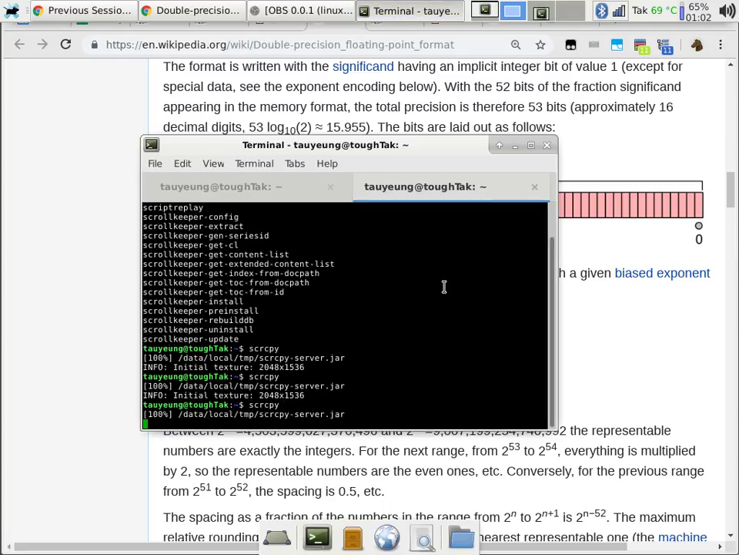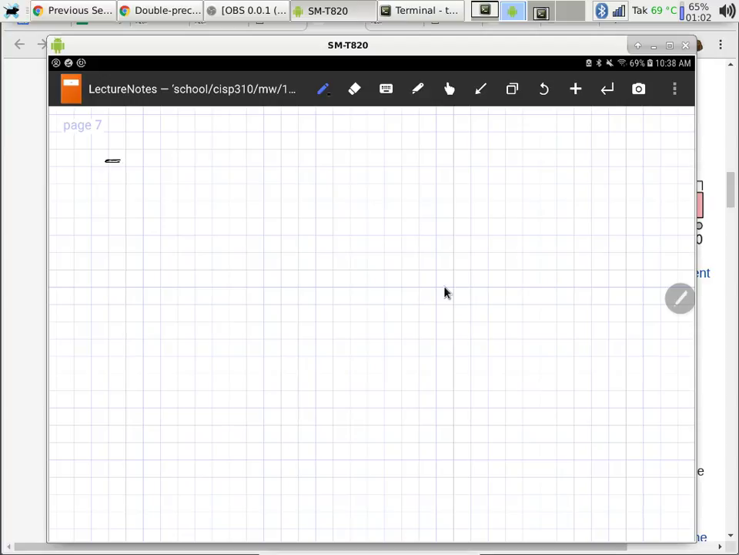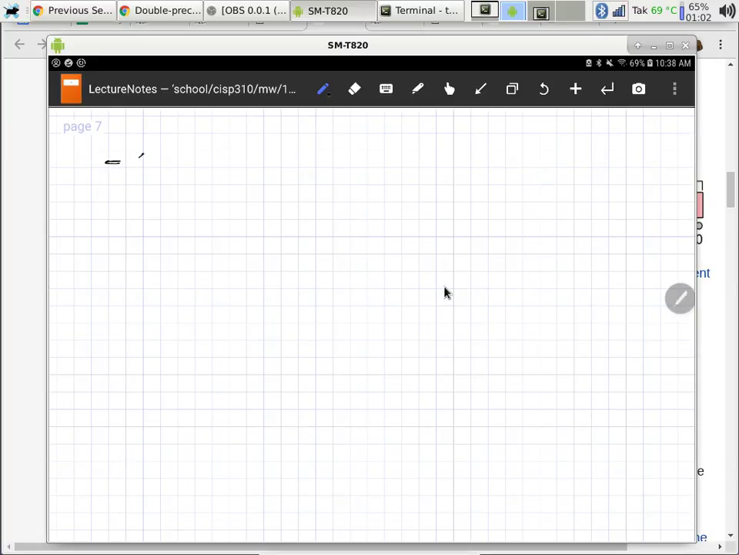So I'm going to go back to the tablet. Okay, and let's see, what number should we pick today? I'm going to pick a different number compared to the Tuesday, Thursday class. I'm going to pick a negative number this time. I worked with a non-negative number last time, so now I'm going to work with a negative number. It doesn't have to be very complicated. So I'm going to try 49.625. Okay, this is my base 10 representation of the value that I want to represent using a double precision floating point number format. Is that okay?